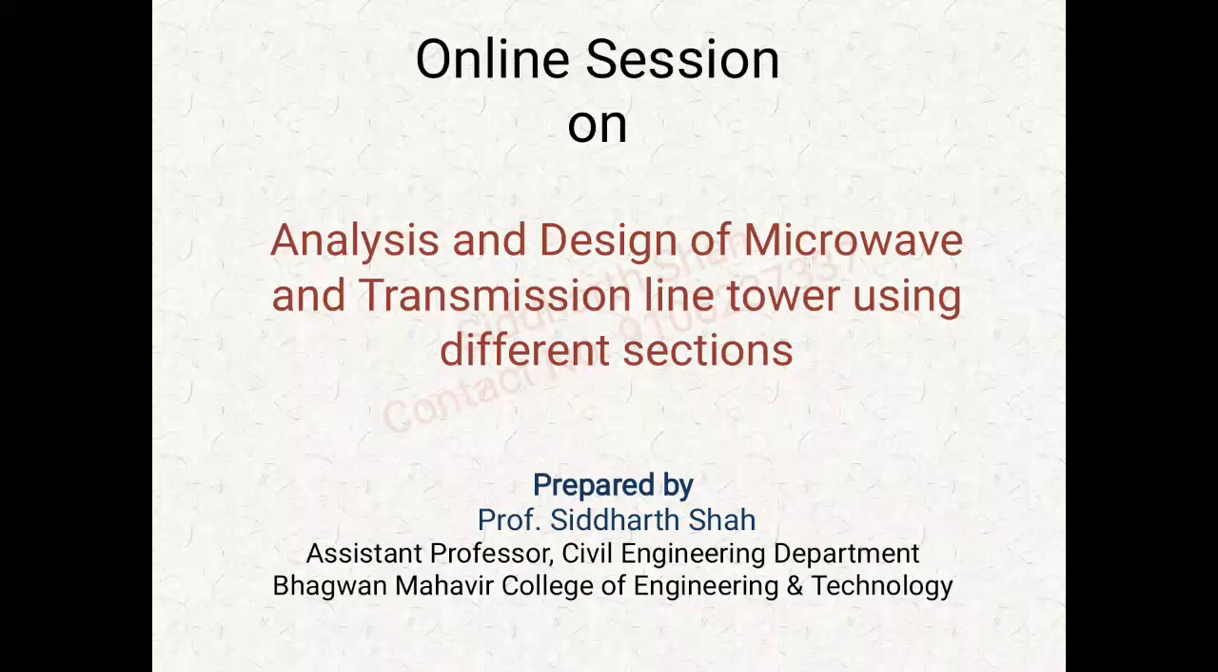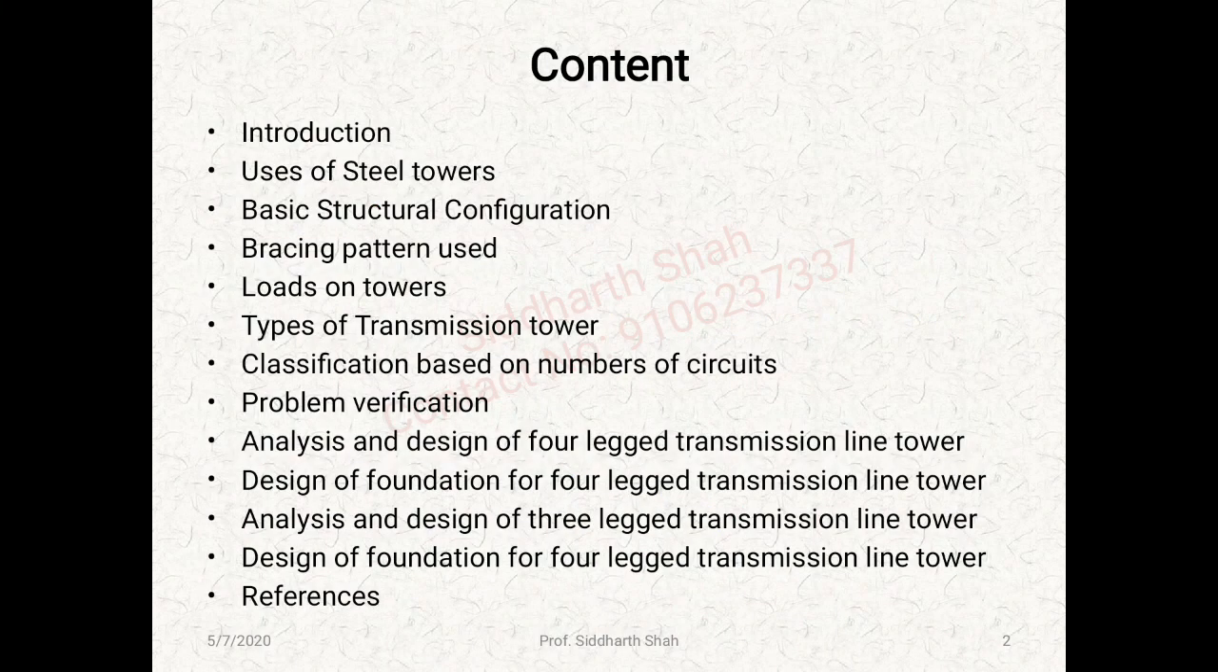Today, we have one session on analysis and design of microwave and transmission line tower using the different sections. Clear? So, there are two types of towers: microwave towers, which contain the antennas, ladder, cage, and different configurations, and the transmission line tower, which contains the conductors, earth wire, insulator string, etc. So these are our contents.